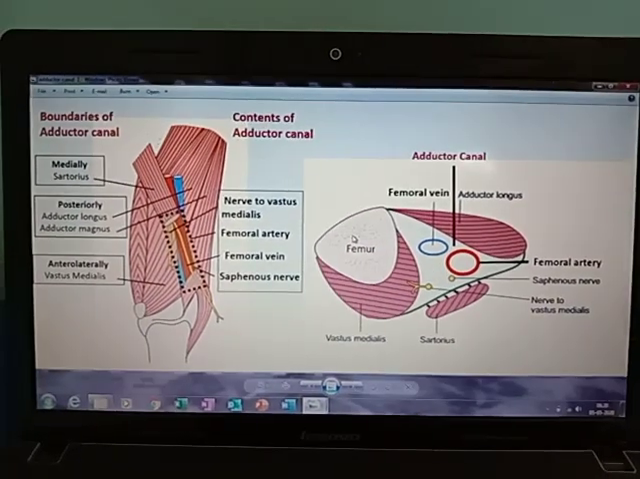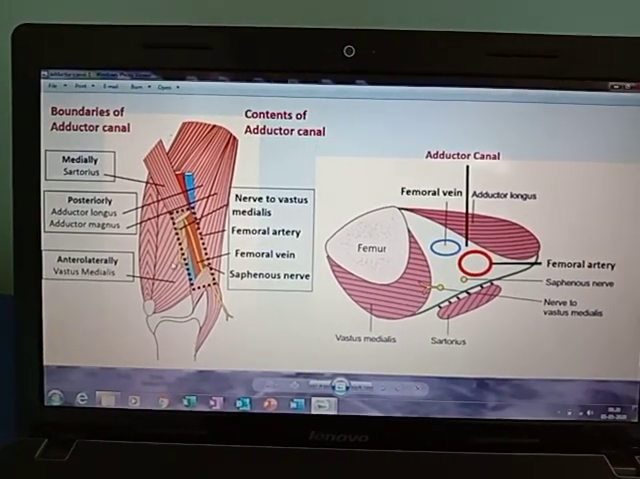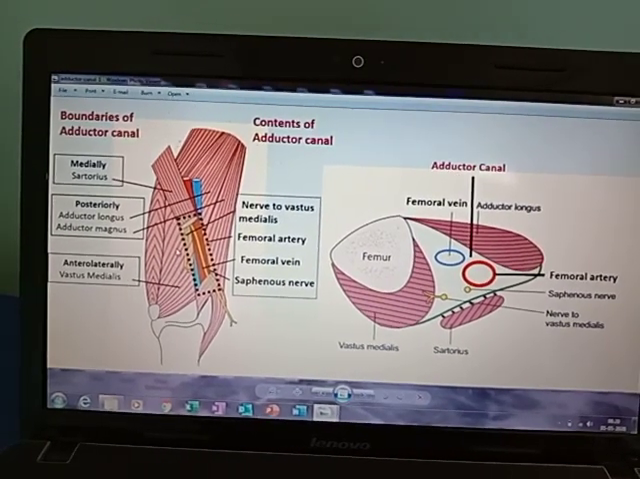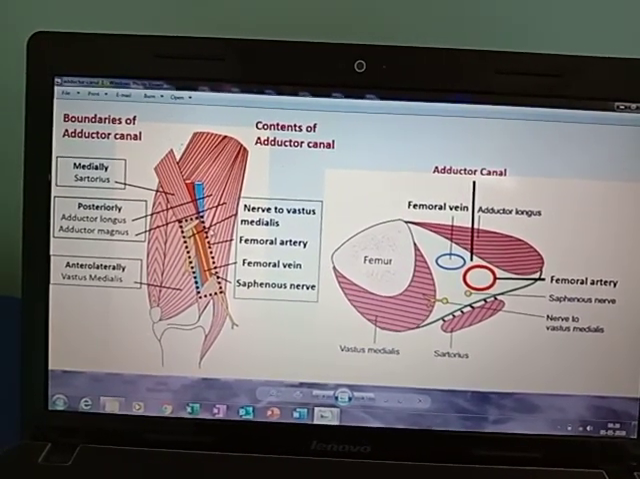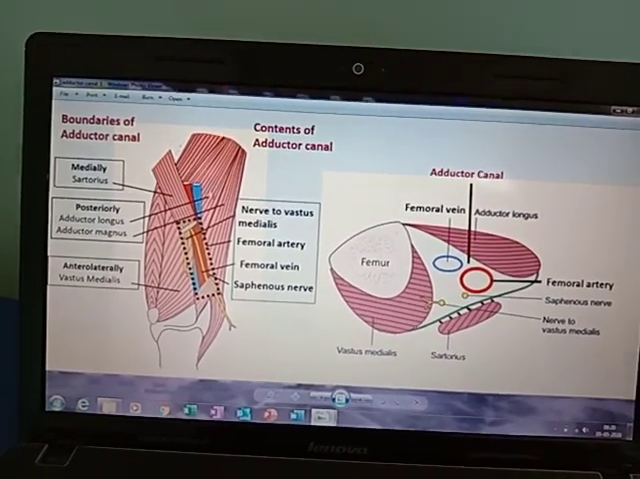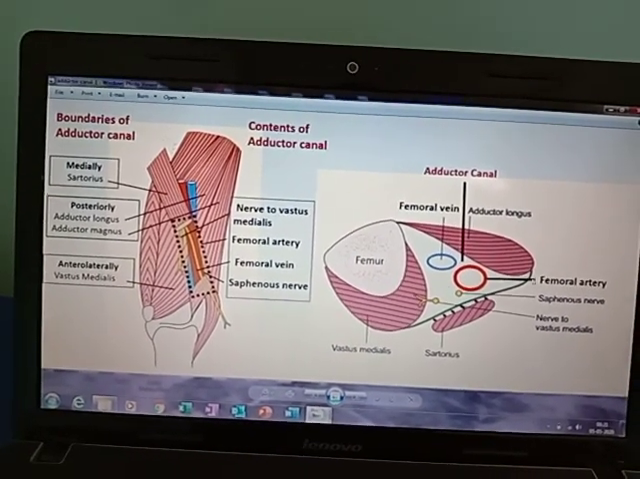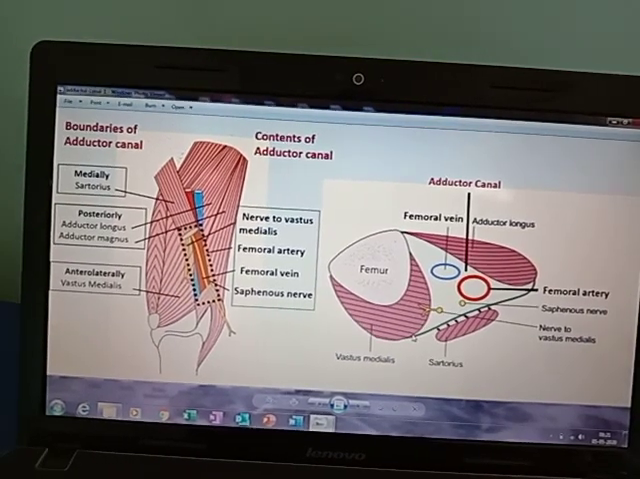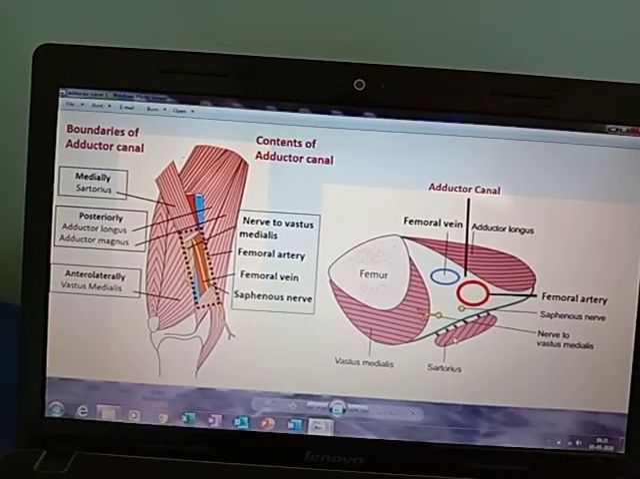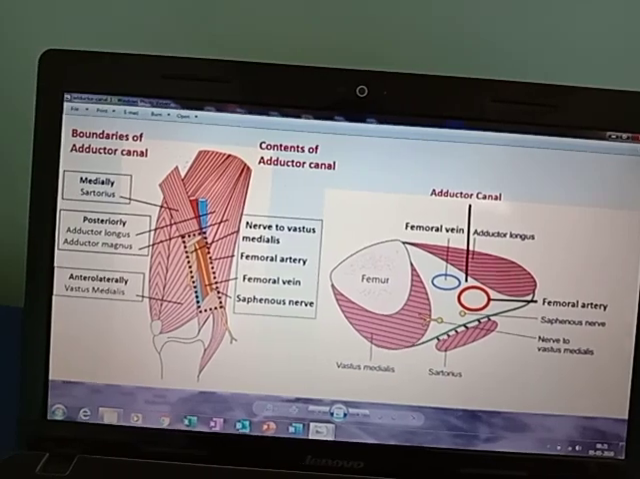Then come to the boundary of this adductor canal. Anterolaterally, there is the vastus medialis, and the floor is formed by the adductor longus in the upper part and the adductor magnus in the lower part. And the roof is formed by an aponeurotic wall on which lies the sartorius along with the subsartorial plexus.